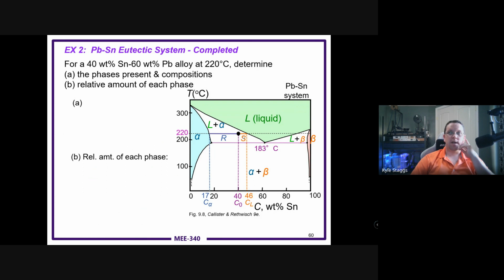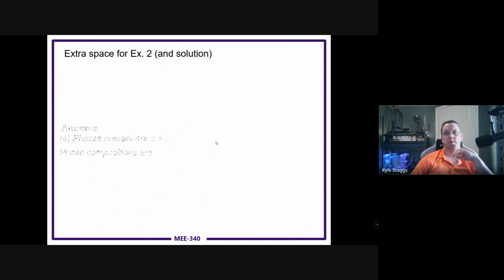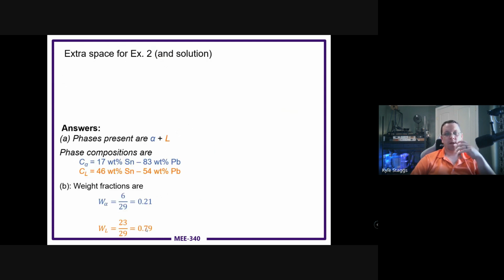So that distance is what you're looking for to determine, okay, did I do that calculation right? So closer to the alpha phase, closer to the liquid phase. Closer to the liquid phase looks like about 80% ballpark. Yeah, turns out to be about 80% and 20% alpha. So does that make sense?